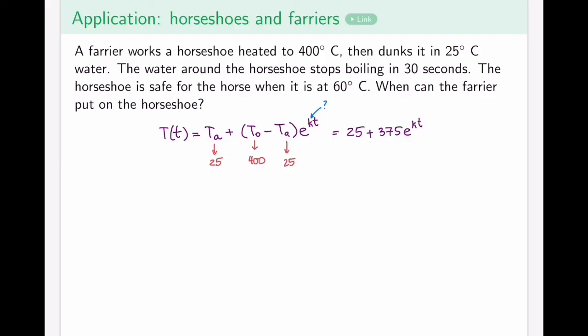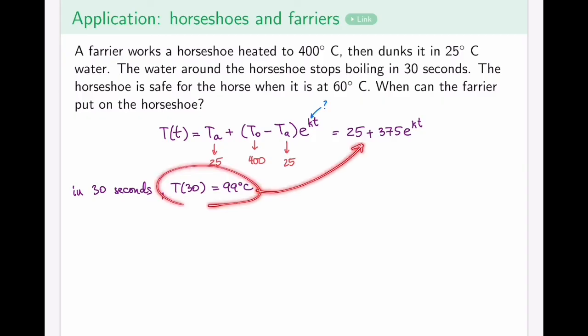So the other piece of information we have not used yet is the fact that the water around the horseshoe stops boiling in 30 seconds. I know that the boiling point of the water is 100 degrees Celsius, so it's safe to assume that in 30 seconds, the temperature of the water around the shoe is 99 degrees Celsius. So let's record that. In 30 seconds, the temperature is 99 degrees Celsius.